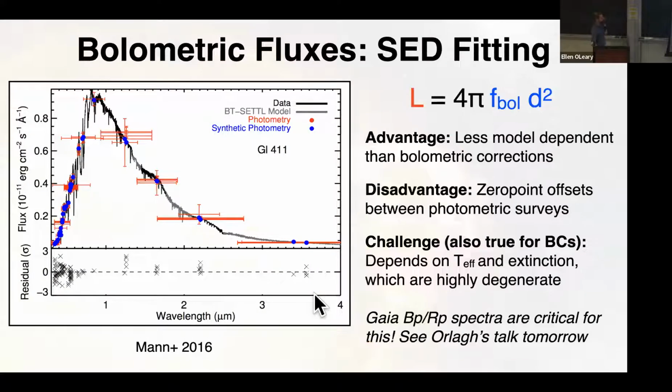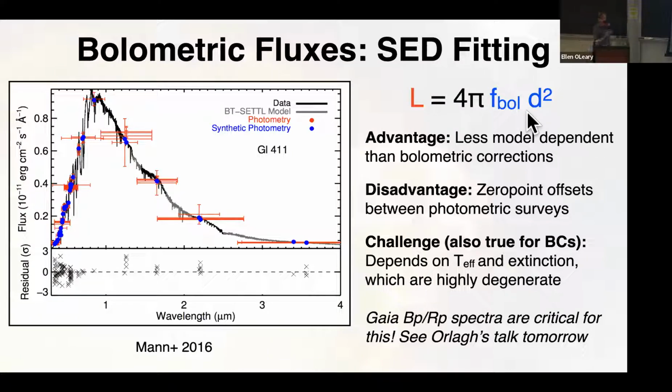Of course, you can also directly measure the bolometric flux. So instead of doing bolometric corrections, you can just try to approximate the spectral energy distribution of your star. You do this by measuring the flux in different bandpasses across the spectral energy distribution. You fill in the gaps with model atmospheres, and then you simply integrate underneath the curve to calculate the bolometric flux of the star as observed on Earth. And that allows you, together with the distance, to calculate the luminosity.